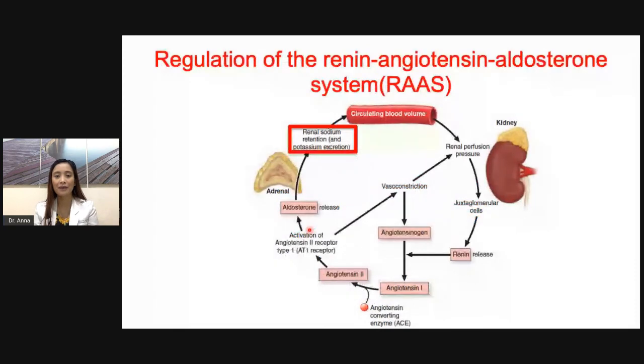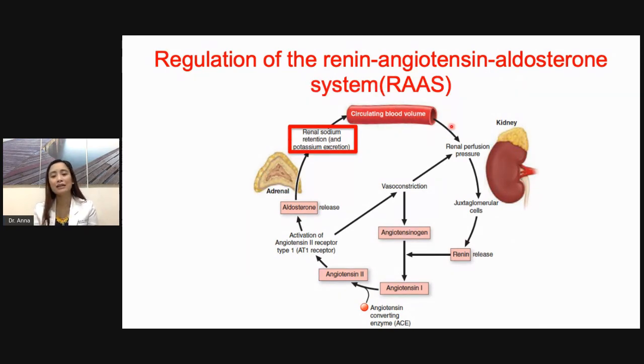How about the mineralocorticoid axis? This is regulated under your renin-angiotensin aldosterone system, or your RAAS. So remember that your mineralocorticoid axis is mainly controlled by this system and only to a very minimal extent by your ACTH. First, this axis and this system is triggered by, affected by the circulating blood volume.